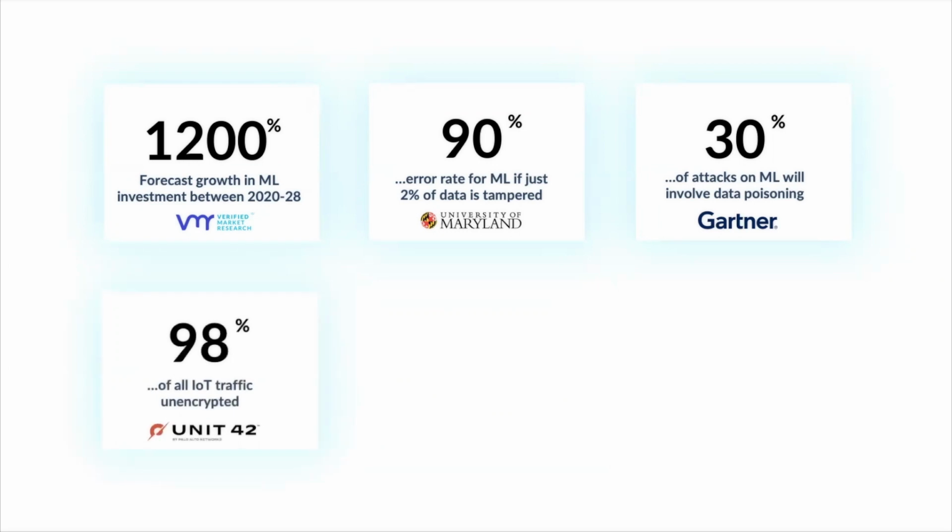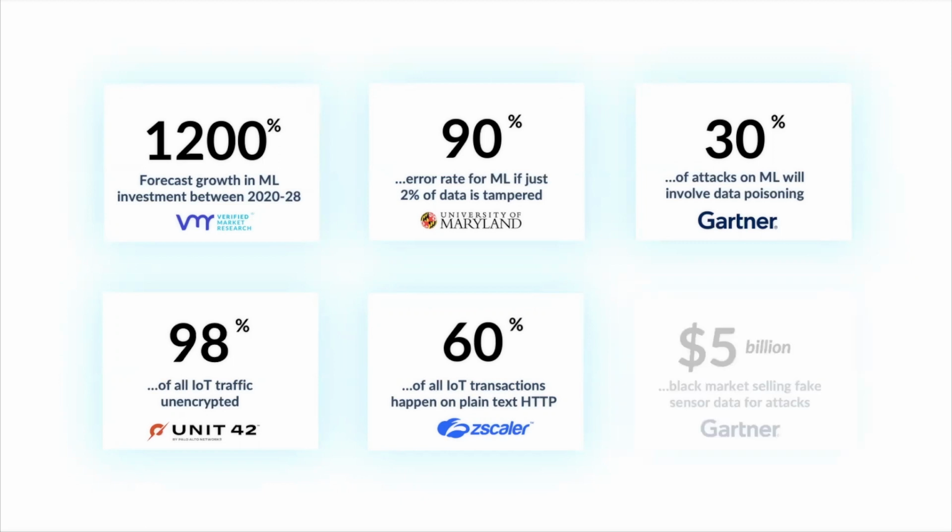Research has shown that 98% of all IoT traffic is unencrypted, making it exceptionally easy to intercept and tamper with. 60% of that traffic is over HTTP, meaning it's even easier to find because it's online. And finally, Gartner's research shows that there is a $5 billion black market selling fake sensor data, meaning you actually don't even have to tamper with the data. You can just go onto the black market, buy real data, and then use that to inject it wherever you want.